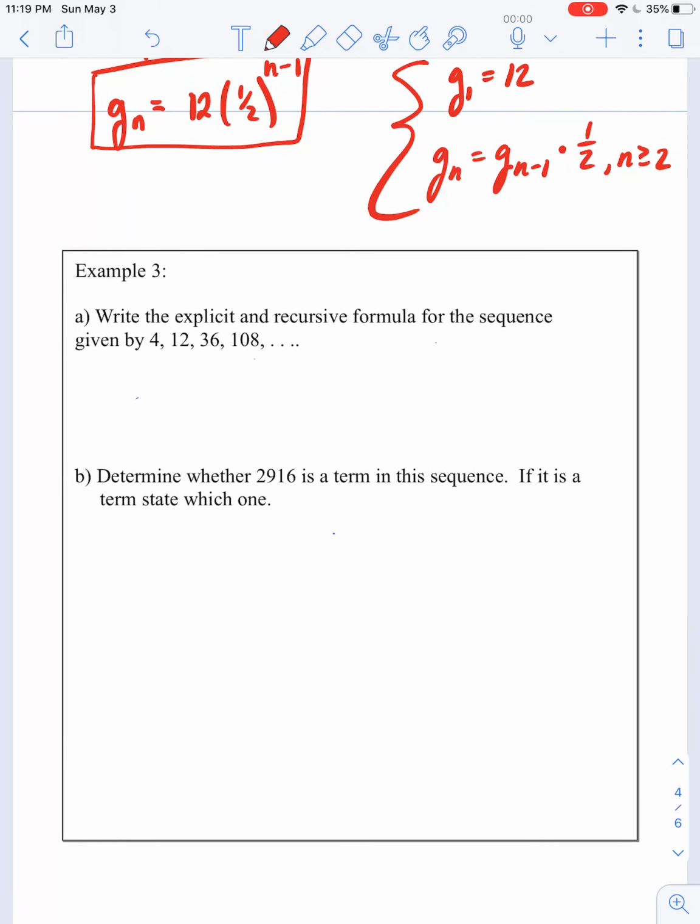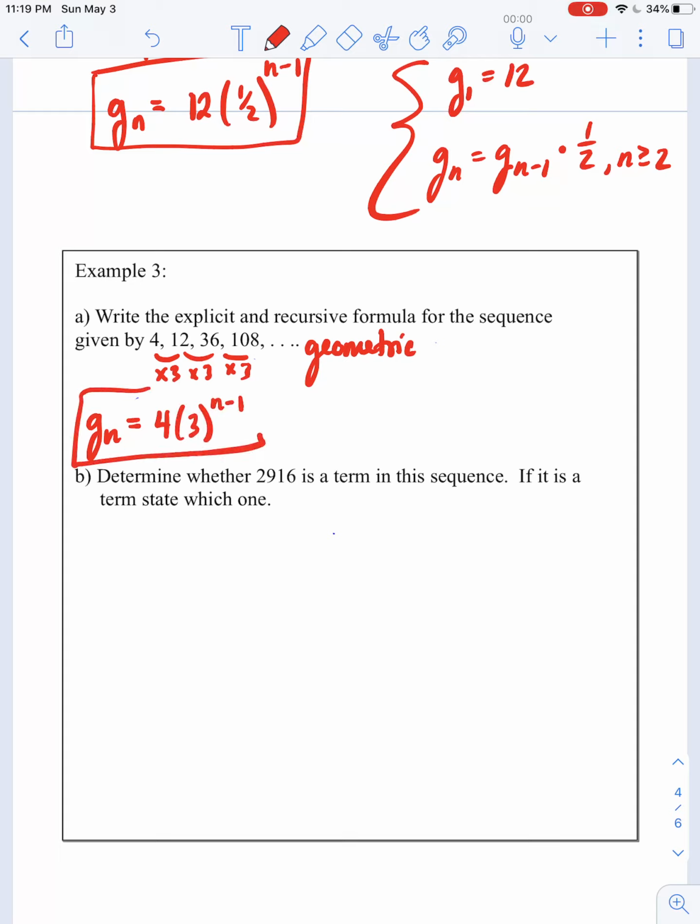So just one last quick example here. I know the notes are long today. Write the explicit and recursive formula for this sequence. So we look to see what it is. We're multiplying by 3 each time. So that means that it is geometric. So the nth term would be the first term 4 times 3 to the n minus 1. So there's the explicit.